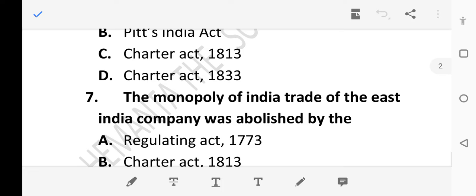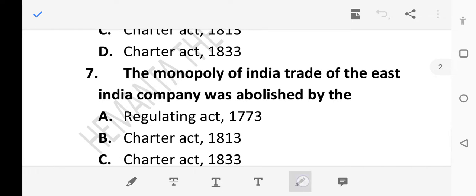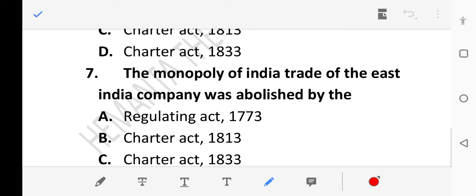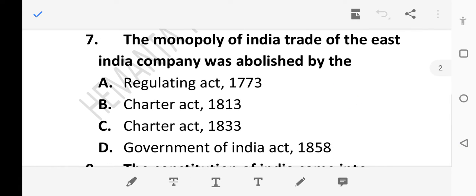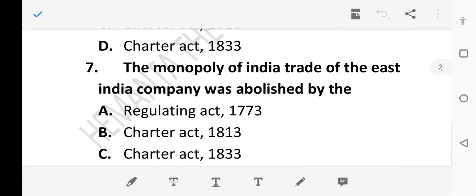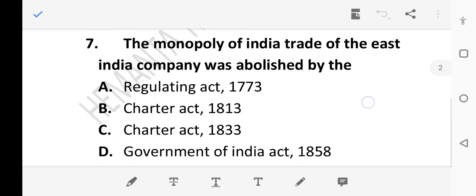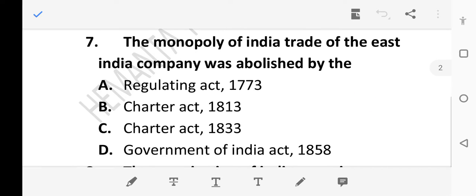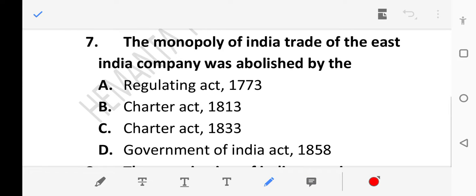Next question, the monopoly of India trade of the East India Company was established by the Regulating Act 1773, Charter Act 1833, Charter Act 1813, and the last one, Government of India Act 1858. So the monopoly of India trade of the East India Company was abolished by the Charter Act 1813. That is option number B, the right answer.